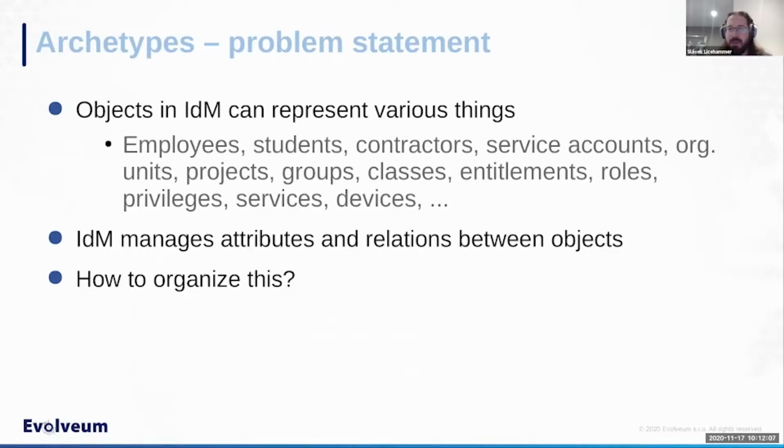So I was speaking about this archetype, and I will try to get to this more into detail. And the thing is, in the identity management, you have lots of objects, and these objects can represent various things: employees, students, contractors, some organization units, your projects, groups, roles, privileges, devices, and I'm sure you can come up with a lot more. And what does the core identity management do? It just organizes all these objects, the attributes and relations between them, and that's core IdM, and then we have a lot of features on top of it.